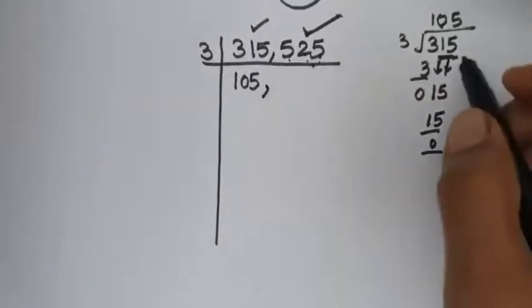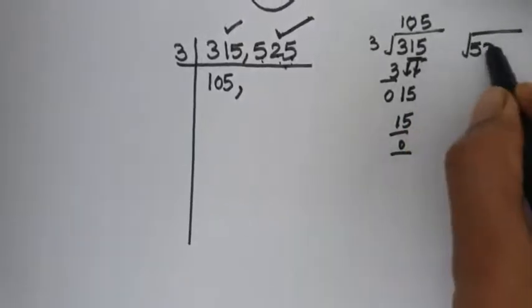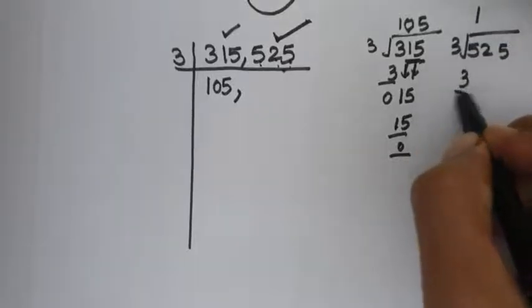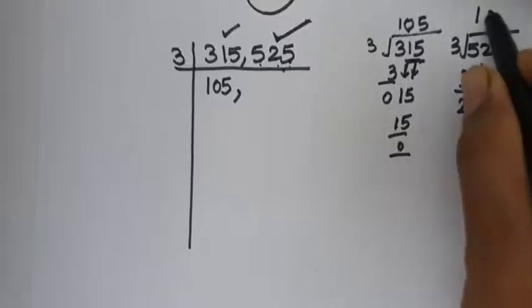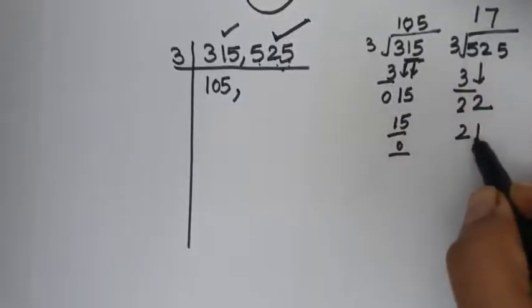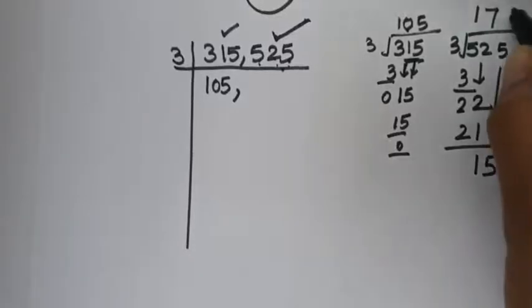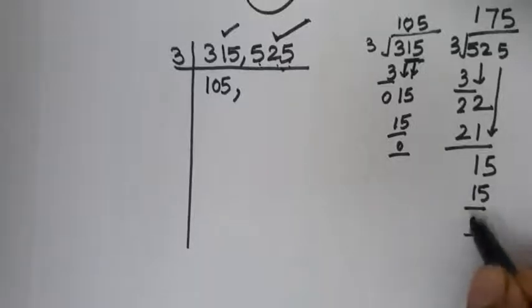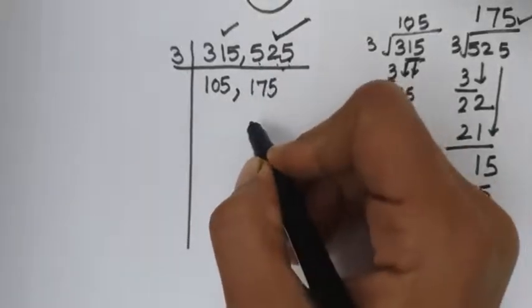Check it by division also. 525. 3 1 is 3. 2, then 2 will come down. 3 7 is 21. 1, then 5 will come down. 3 5 is 15. So what do you get? 175. So here I will write 175.